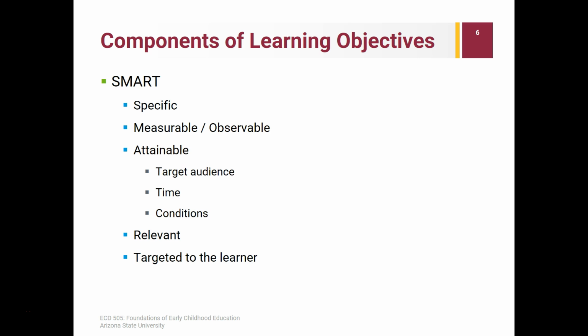When we evaluate learning objectives to examine their quality and effectiveness, we can use the acronym SMART to help us see if they are specific, measurable, observable, attainable, relevant, and targeted to the learner. Objectives need to be specific and clear so that everyone who reads them can know what is going to happen. They need to be measurable and observable. This happens when we use action verbs to describe what the students will be doing. As we develop learning objectives, we need to ensure that they are attainable by considering the target audience, time, and conditions. Finally, the objectives need to be relevant and targeted to the learner.